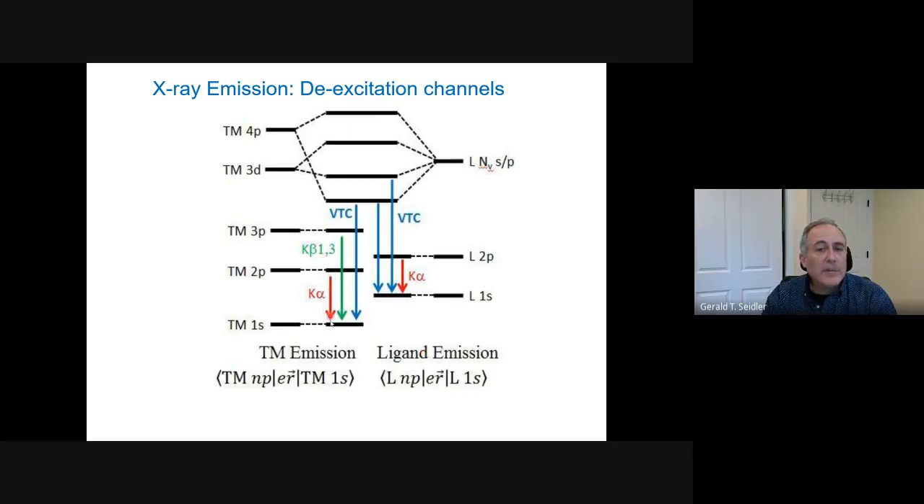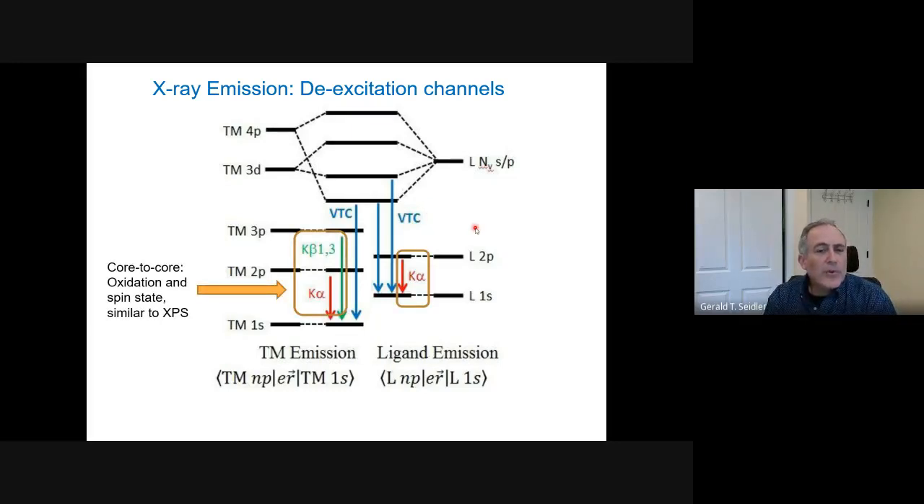And you can see I've labeled a whole bunch of possible transitions to either metal 1s vacancies or ligand 1s vacancies. And they have names. K alpha is 2p to 1s, K beta is 3p to 1s, and V to C means valence to core. And you use them for different reasons.